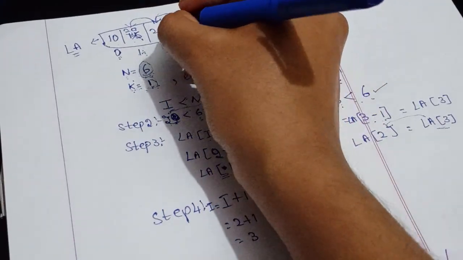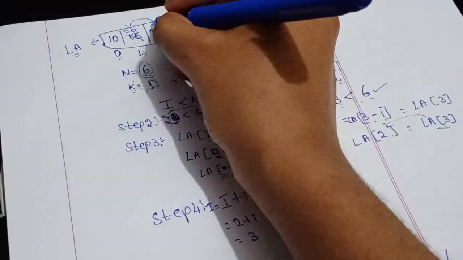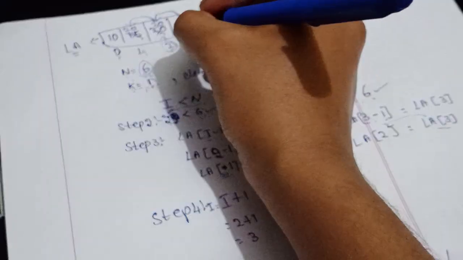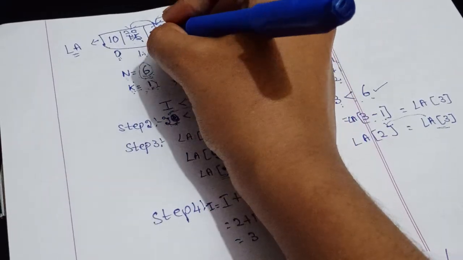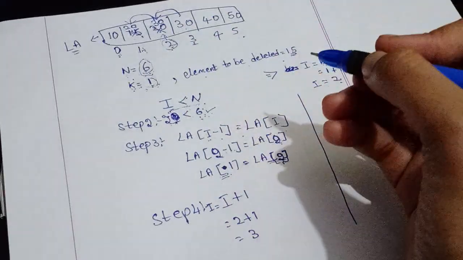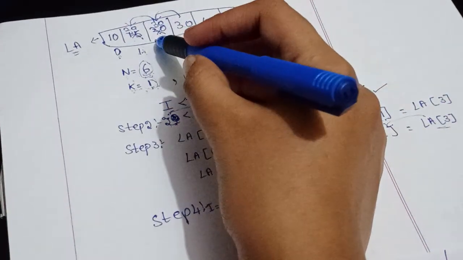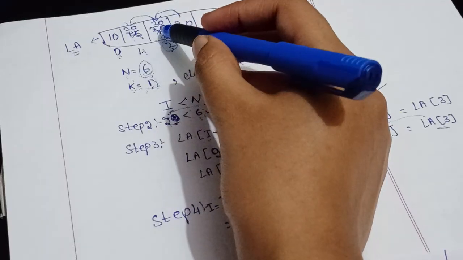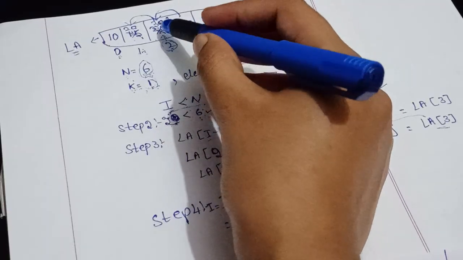So I will just move it here. This 20 will get deleted. I will copy 30 here, so 30 will be there. I am just copying the element, not deleting anything. I am just copying the element into this position. So now the new value the second position holds is 30.